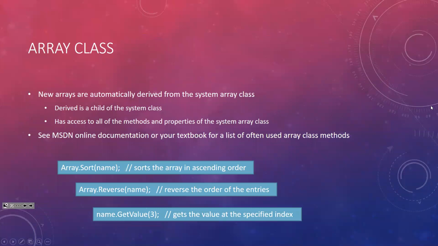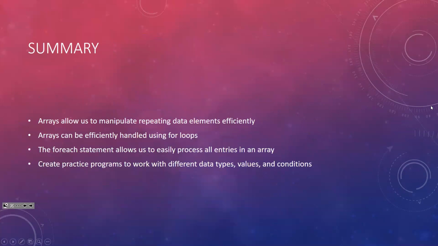Now, like we were talking about a little bit, arrays are actually a C# class. So anytime we create an array, we're creating an instance of the C# array class. It's derived from the System class in C#. So that means that it has access to all the properties and methods, like .Length and other things like .Sort that are available to arrays. So we could say that we wanted to use the sort method. We wanted to reverse the order of an array. We wanted to get a certain value. So we have a lot of different syntax options that we can use with the array class.